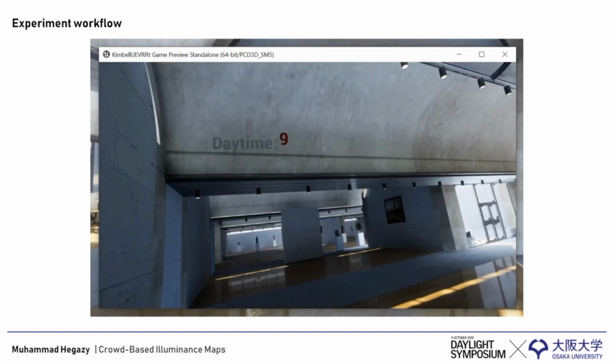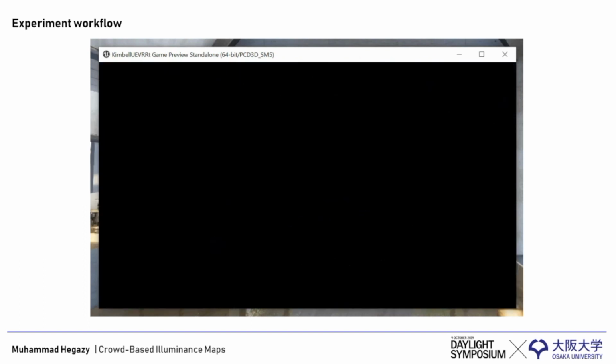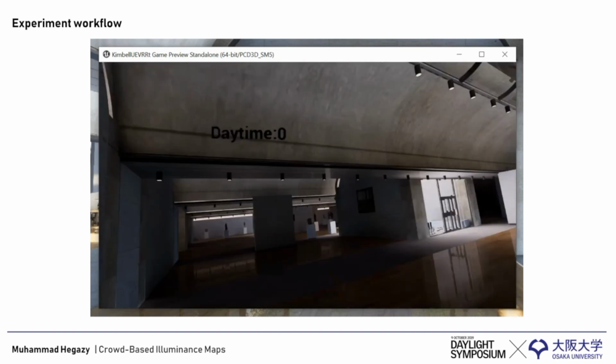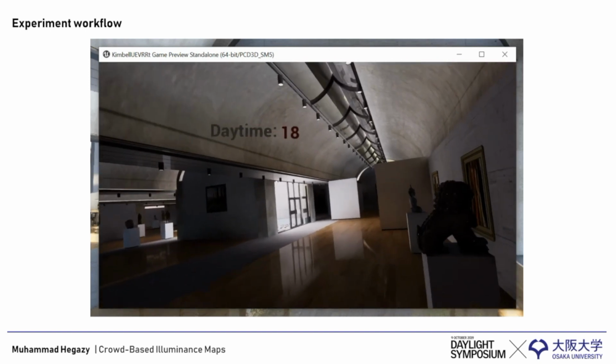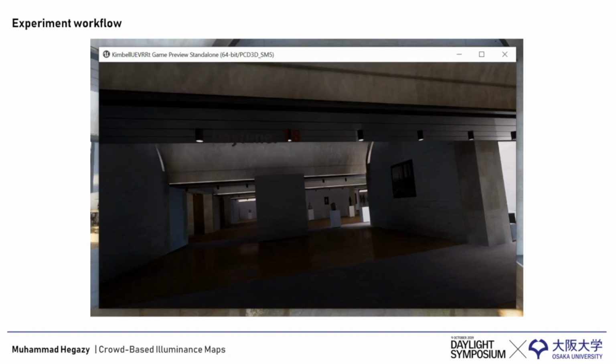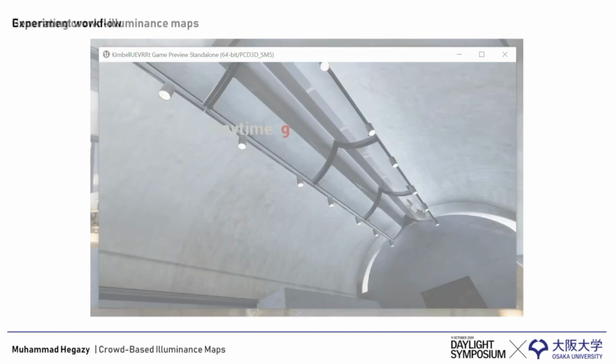And of course, they could use their controllers to change daytime from 9 a.m. to 6 p.m., and instantly they could see the difference between daylight effects at both times.